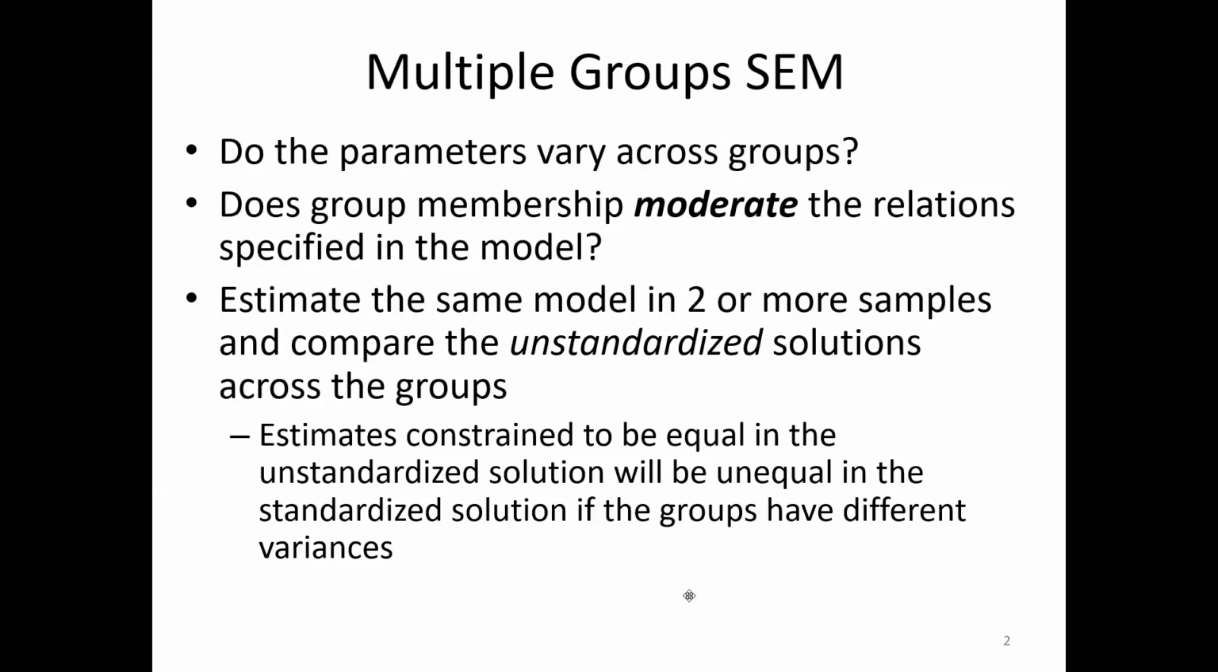But again, you could imagine a situation where an item might be equally predictive, but you still might see a difference between two groups. So, I don't know, anybody have a good example? Yes.